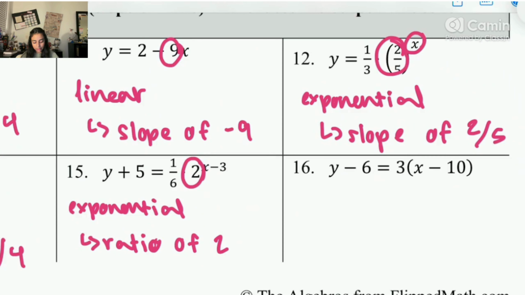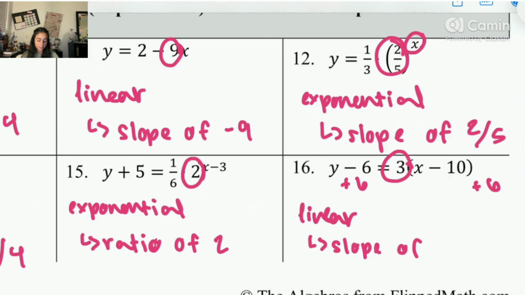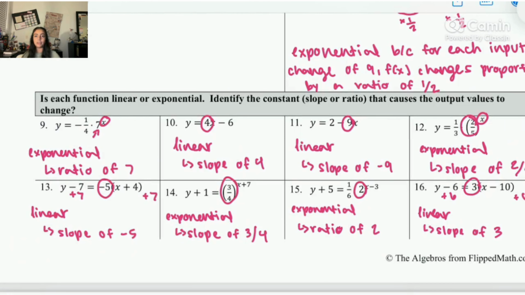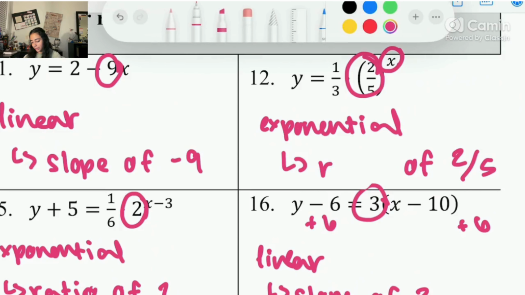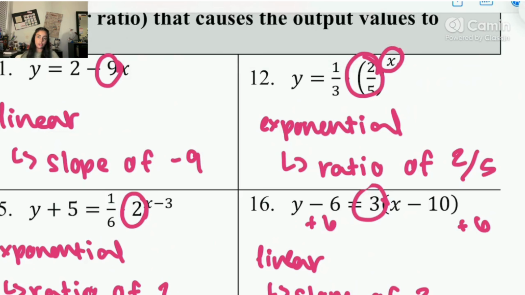And then for 16, you can add the 6 to the other side to make you more comfortable, but it's linear and has that slope of 3. Yeah, that was a speed run. Also, number 12, I wrote slope. It's actually ratio. I apologize. But make sure you don't mess that up because that can mean 2 different things. Ratio is when you're talking about exponential functions versus slope is when you're talking about linear. So make sure you fix that.